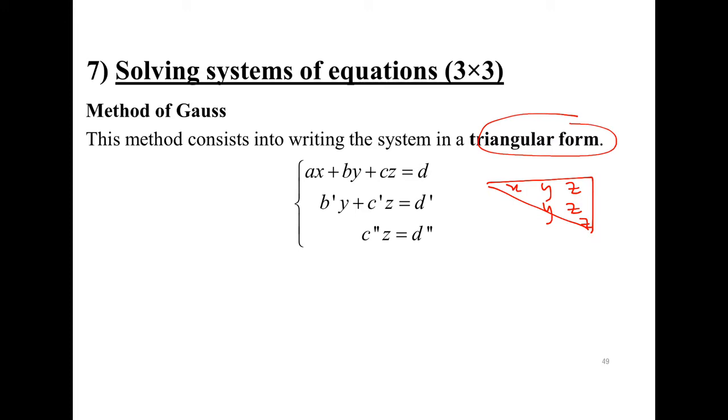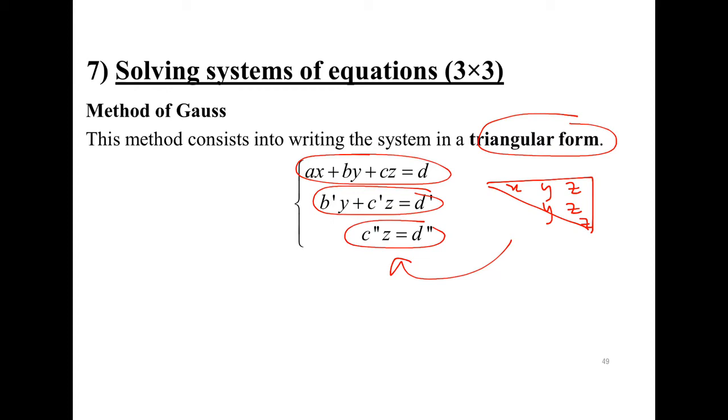So, as you can see in this form here, this equation has a single variable, this one has 2, this one has 3 variables. So whenever you do so, you have changed the system, or written it, in triangular form. Now, why is it that this form would help us solve the system?